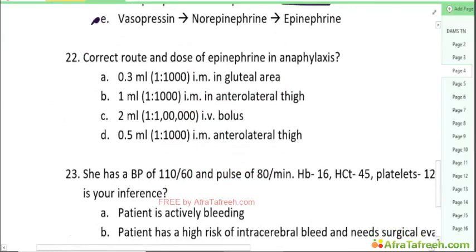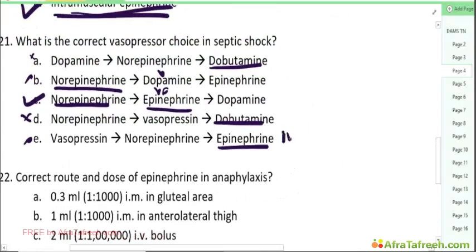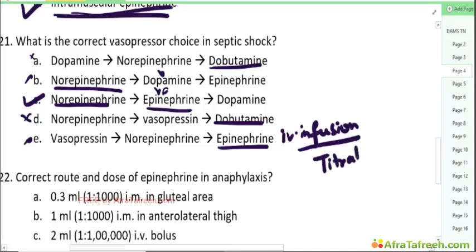Okay, we come to the next one. What is the correct route and dose of epinephrine in anaphylaxis? So when we talk about epinephrine in septic shock, this is IV, this is not IM. As we considered in anaphylaxis, no, this is an IV drug. Okay, so this has to be used as an intravenous infusion. All these vasopressors are used as intravenous infusion and titrated to effect.